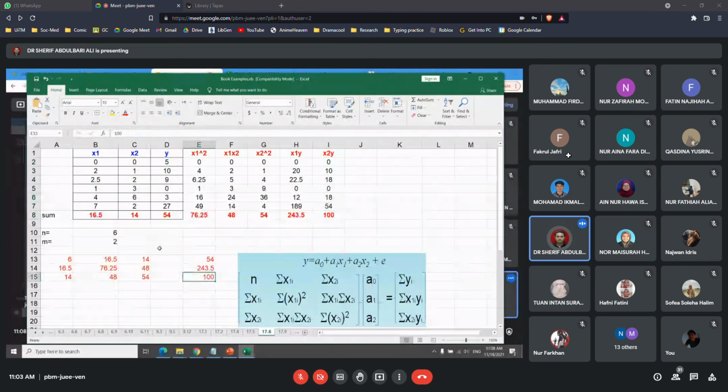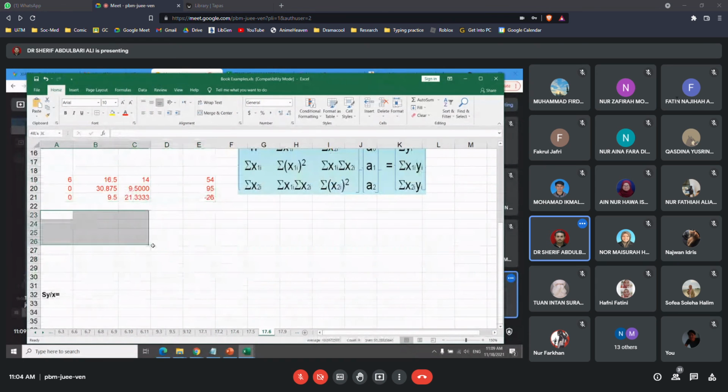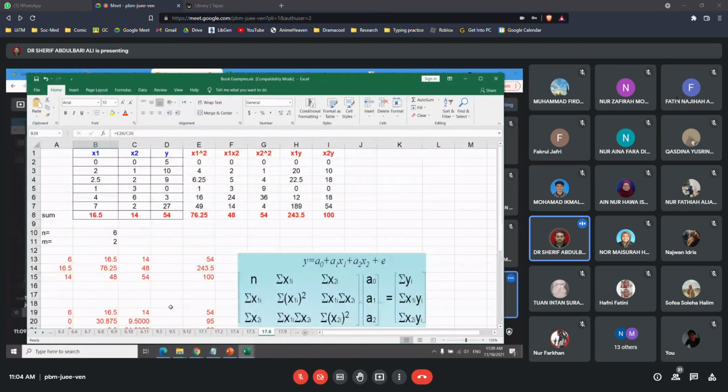Once you're done, if the question doesn't say what type of method you want to use to make the elimination, use naive Gauss elimination, unless they are asking for the Gauss-Jordan, in which case you need to get the identity matrix. In our case, I will eliminate these two and eliminate this. So the final answer is A0 is equal to 5, A1 is equal to 4, and A2 is equal to -3.